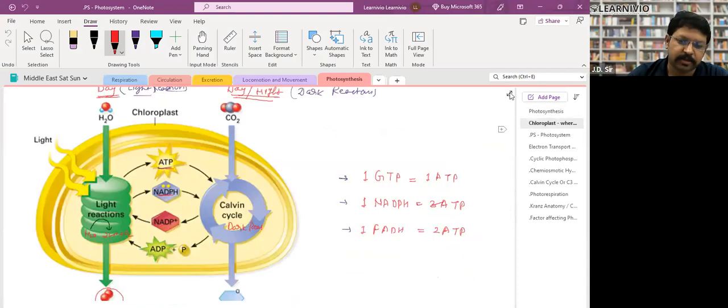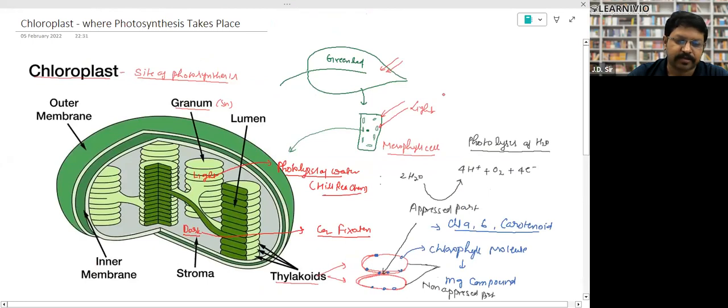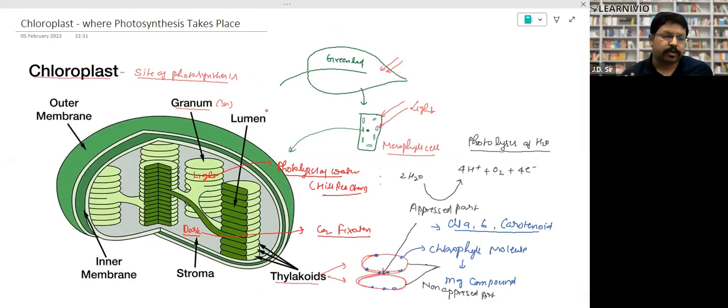Okay, no issue. Let's start from here again. There is nothing wrong in revising this PPT. So photosynthesis, the factual things I have told you, let's restart from here. So chloroplast is where photosynthesis takes place, right? This is the chloroplast, the site of photosynthesis. So exactly where in the chloroplast does photosynthesis take place?